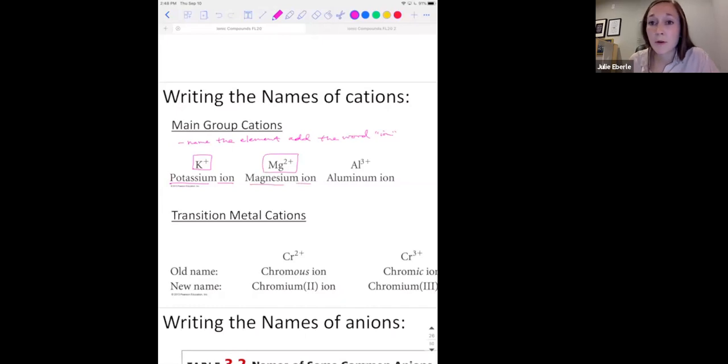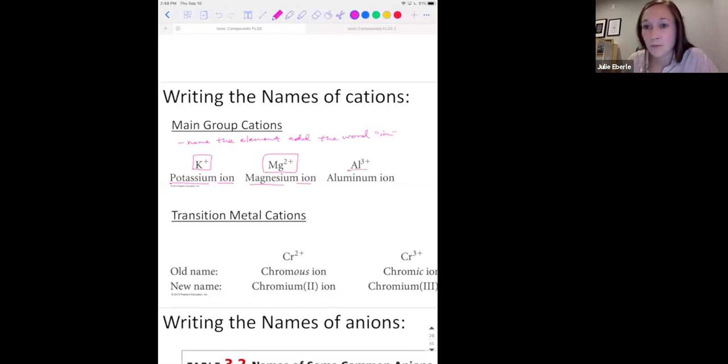Okay. Remember on Tuesday, we said there's times where you're going to use Roman numerals, but that's not for main group elements, because Roman numerals are only necessary when you can form cations with different charges. And these elements, the main group elements, they always give away the same number of valence electrons and they form a cation with the same charge every time.